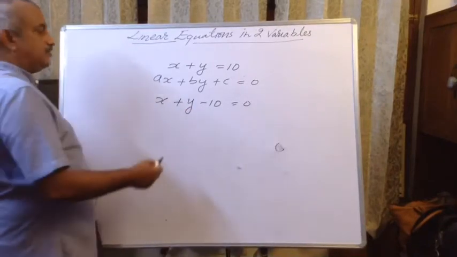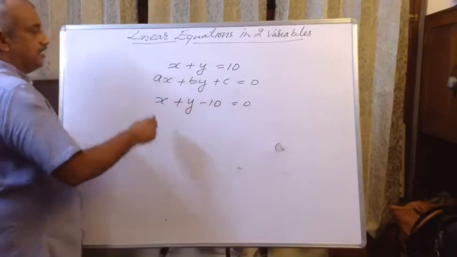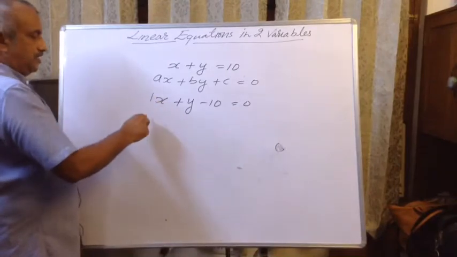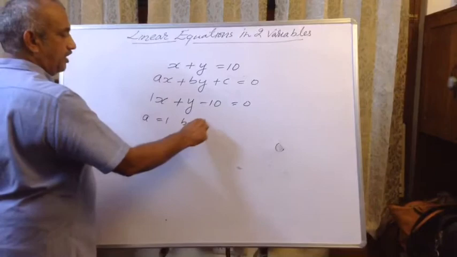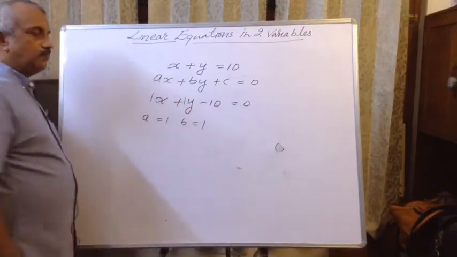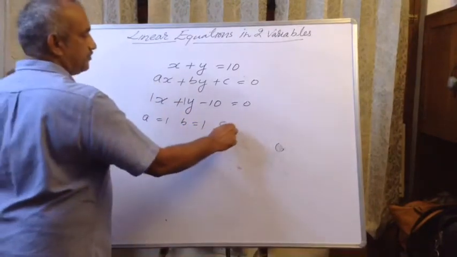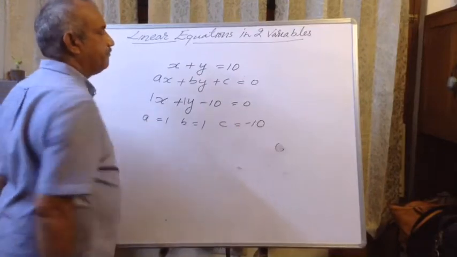Now what are the values of a, b and c? a is the coefficient of x, a is equal to 1. What is b? b is equal to 1 again because the coefficient of y is again 1. And what is the numerical coefficient? c is equal to minus 10.